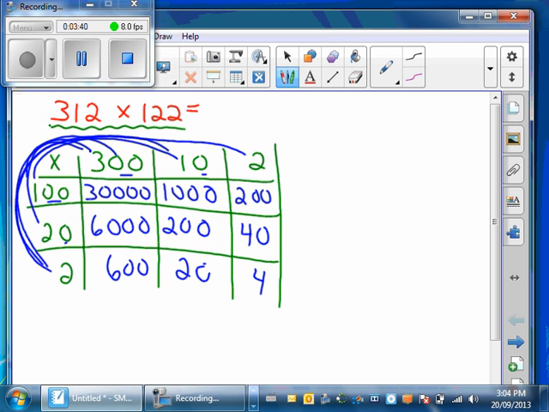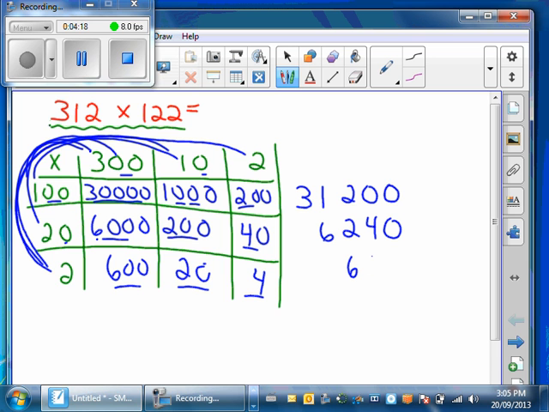Now, what we have to do now is tally everything up. And make sure when you do this that you're doing nice columns. So right here we've got 30,000 plus 1,000 equals 31,000 plus 200 will equal 31,200. Moving over here we have 6,000 plus 200, which would be 6,200 plus 40, which would be 6,240. And lastly, we have 600 plus 20 and 4, which equals 624.